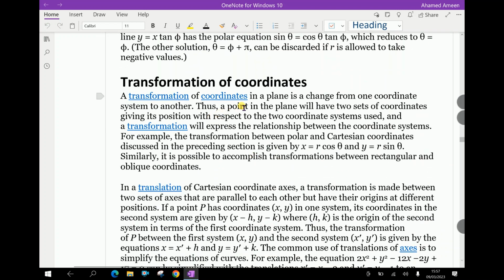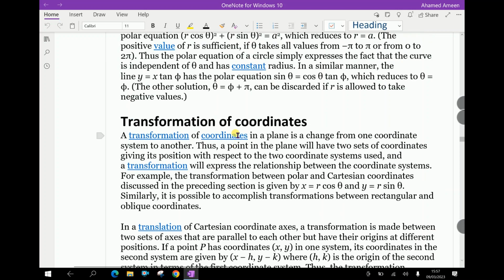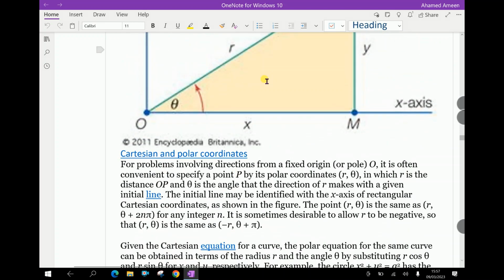A transformation of coordinates in a plane, a change from one coordinate system to another, is possible by using this rule.